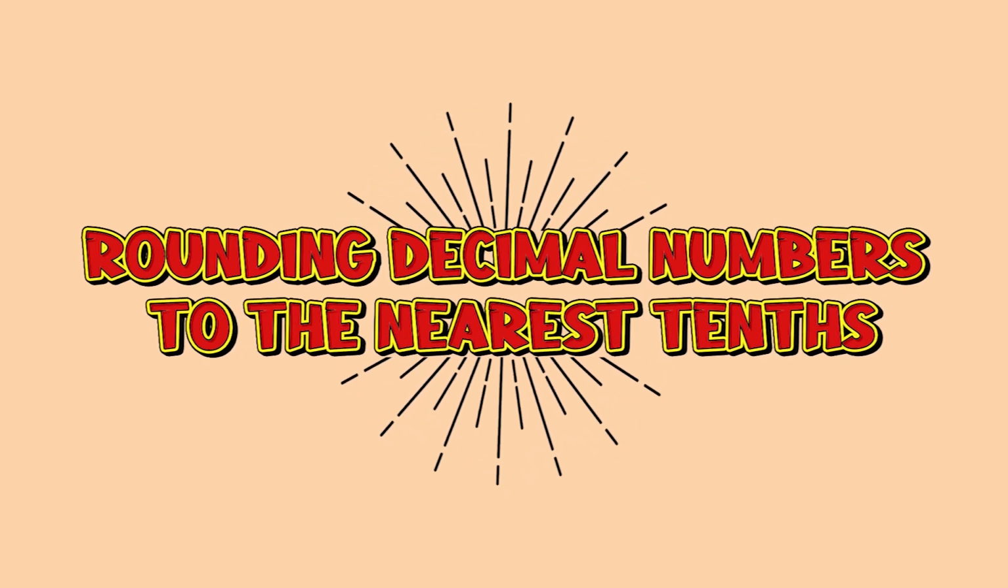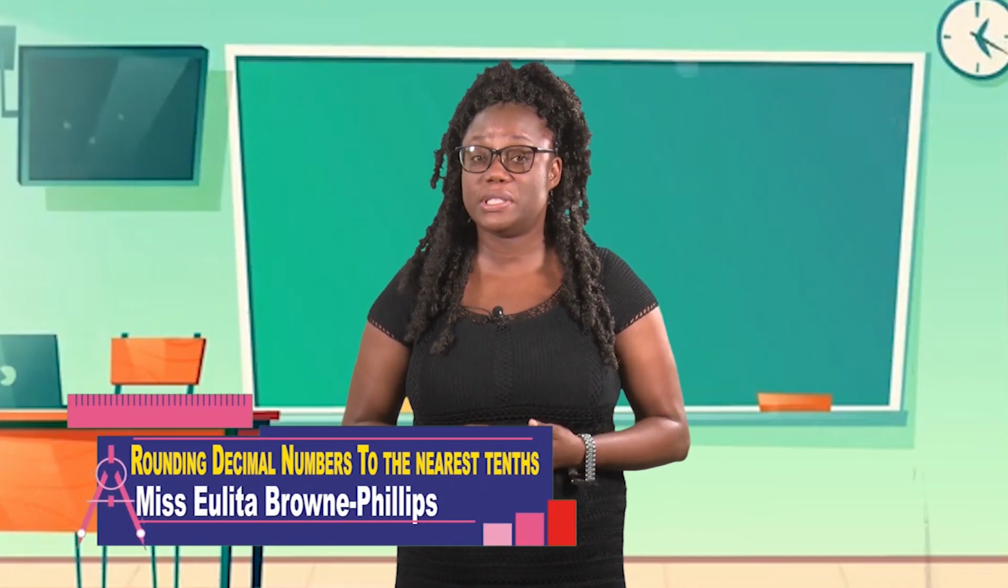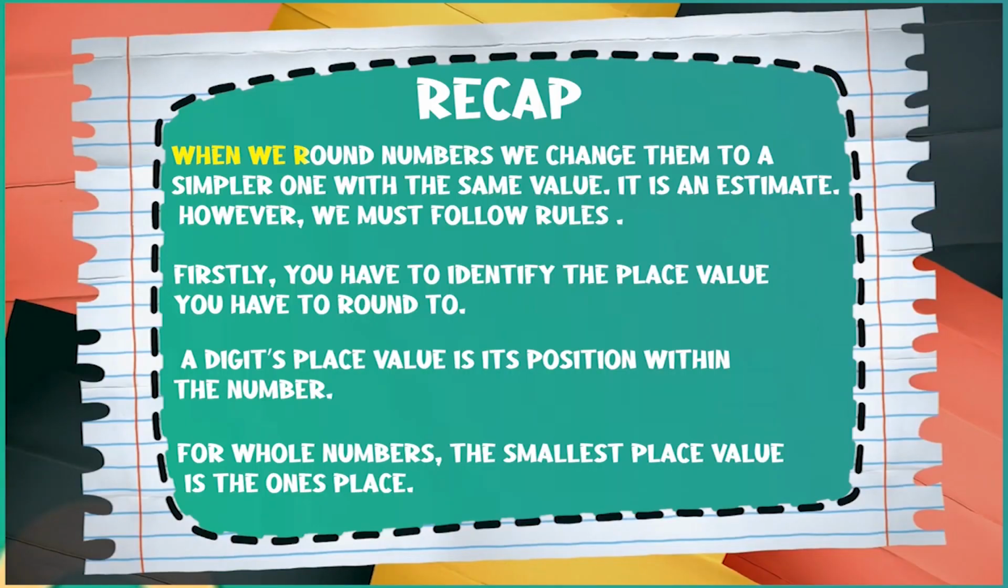For our lesson today, we will be learning about rounding decimal numbers to the nearest tenths. But before we get into our topic, we will do a little recap. Now, when we round numbers, we change them to a simpler one with the same value. It is an estimate. However, to round numbers correctly, we must follow rules.